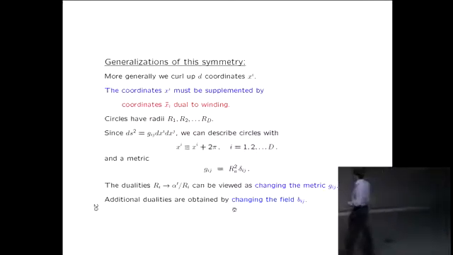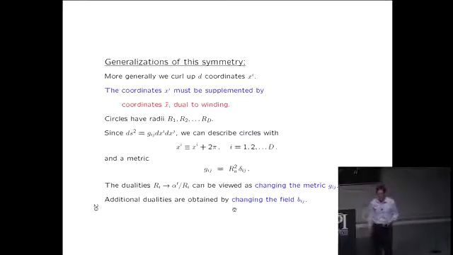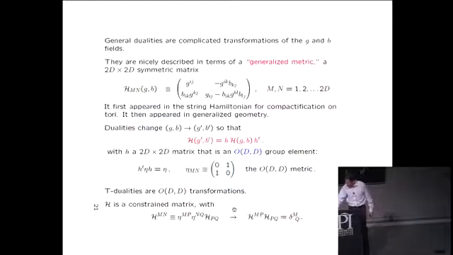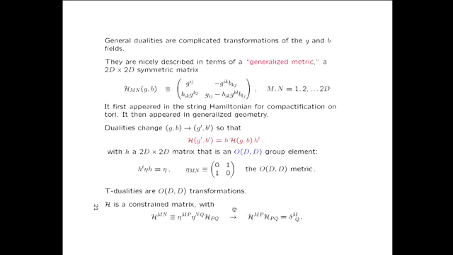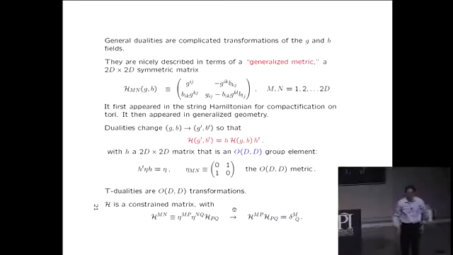Additional dualities can be obtained by changing the Kalb-Ramond field. You would not be surprised that the Kalb-Ramond field comes along. And that's the crucial thing about this complete set of T-dualities that we will just describe, is that they transform the metric and the B field, and in some cases they even transform the metric into parts of the B field and the B field into parts of the metric. They mix them completely. The representations of the action of T-duality mix the metric and the B field.